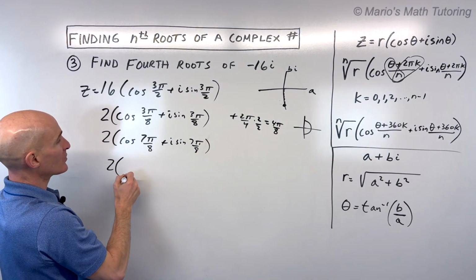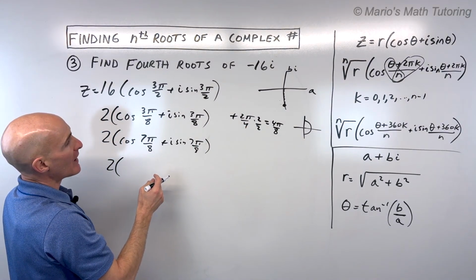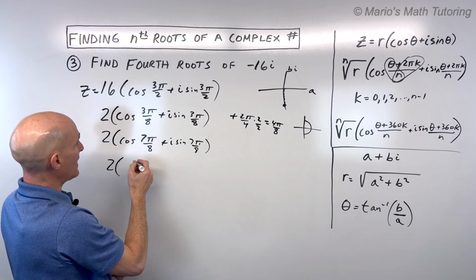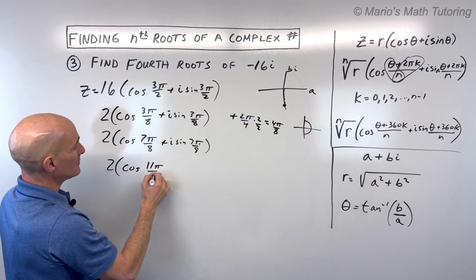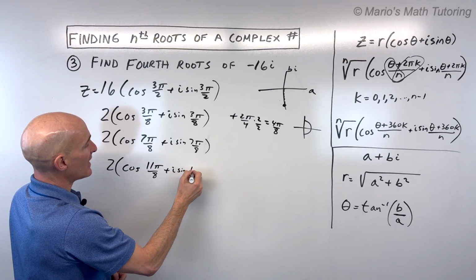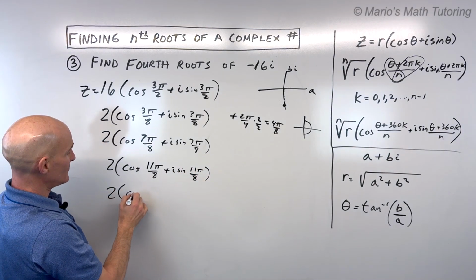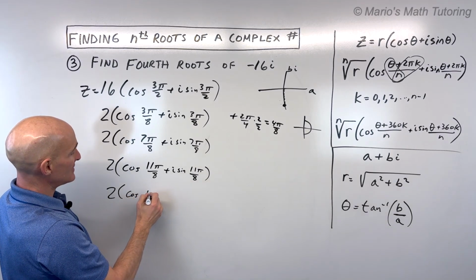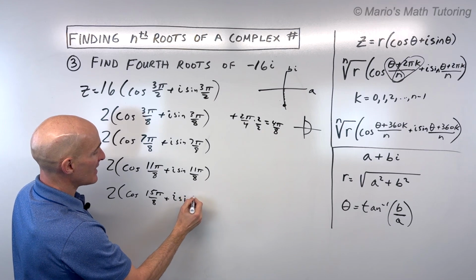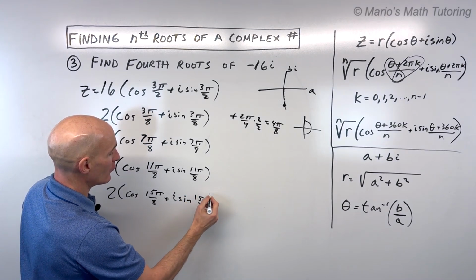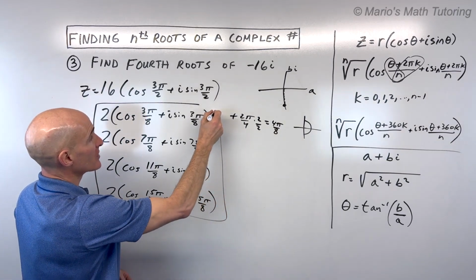The next one, we're going to add 4 pi over 8, which is 2 pi over 4, or pi over 2. Okay, so we're going to add that again, so that's going to be cosine of 11 pi over 8 plus i sine 11 pi over 8. And we're going to do it one more time. That's going to be cosine of 15 pi over 8 plus i sine 15 pi over 8. Now these are our answers right here in trigonometric form.